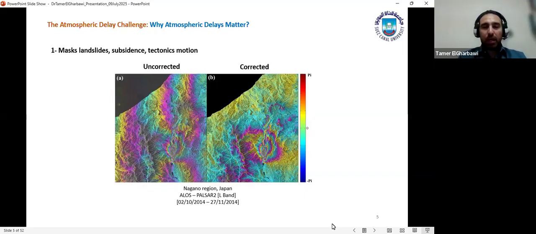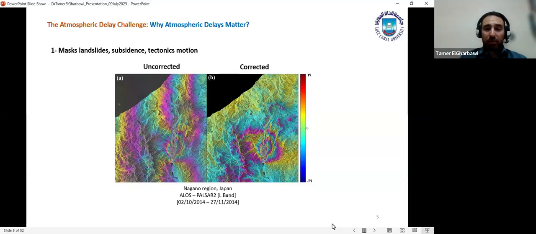This interferogram was generated using ALOS PALSAR-2 for the Nagano region in Japan. It was affected by an earthquake. We can see here that the temporal frame from October to November is merely 2 months, and the atmospheric delay is merely masking this kind of deformation. After correcting, we can see the fringes of this earthquake, and we can study it.